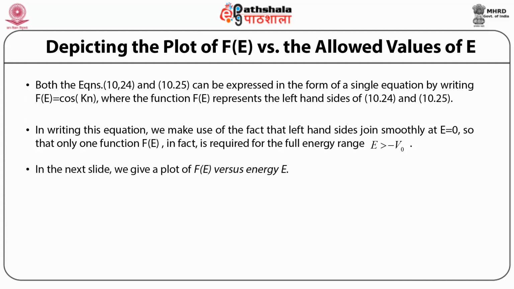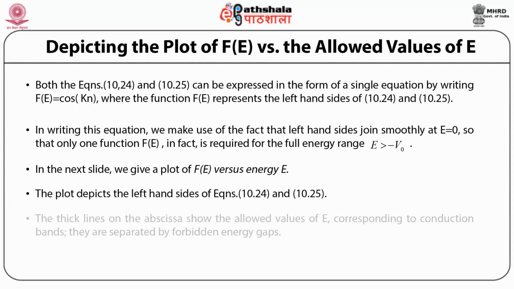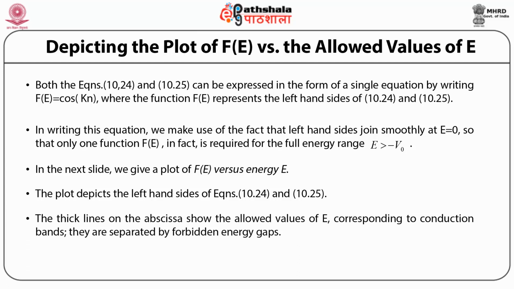In the next slide, we give a plot of f of E versus energy E. The plot depicts the left-hand sides of equation 24 and 25. The thick lines on the abscissa show the allowed values of E corresponding to the conduction bands. They are separated by forbidden energy gaps.